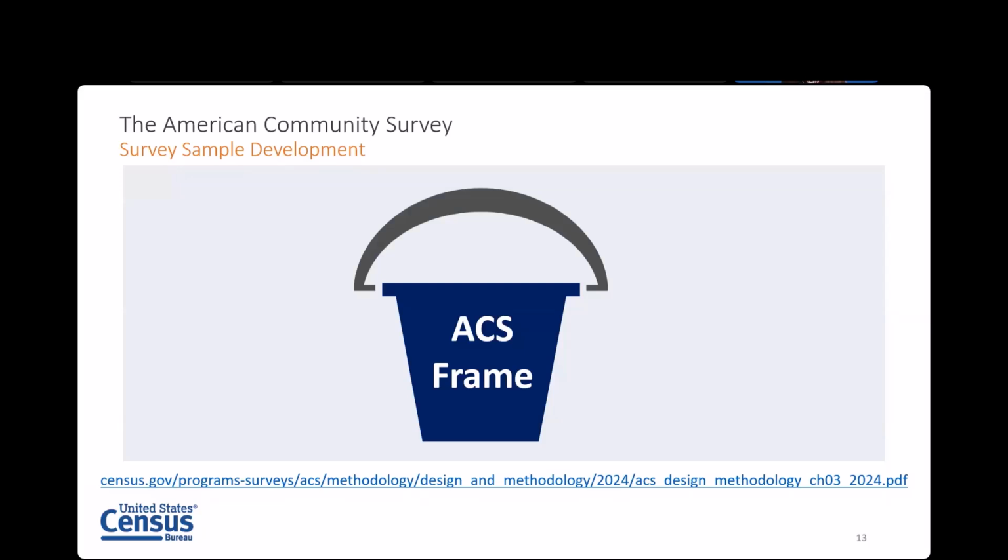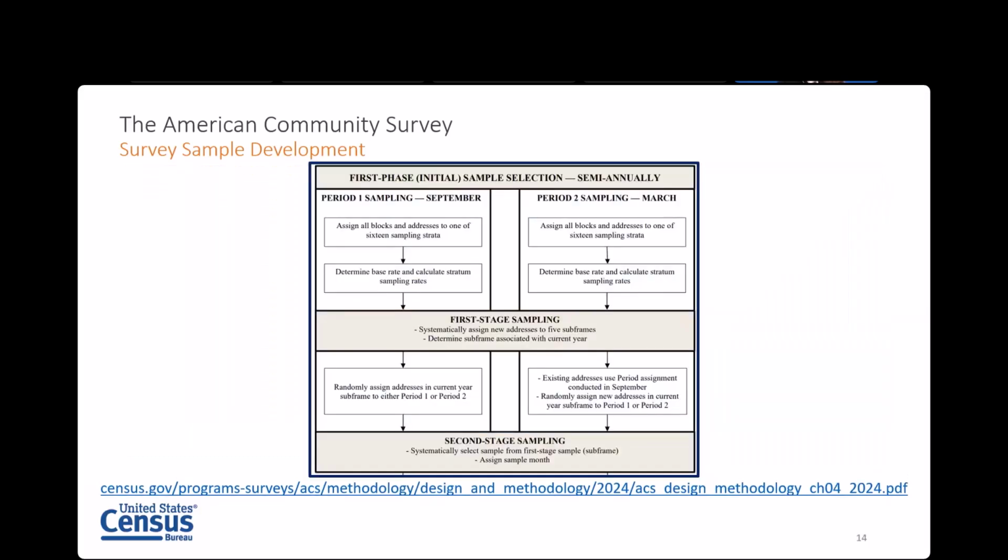Housing units are sampled from 3,144 counties and county equivalents in the United States and 78 municipios in Puerto Rico. Group quarters are also sampled from the frame, but again, today we are only going to focus on housing units. For more information on this frame development, you will want to see Chapter 3 of the Design and Methodology report. So the ACS extract is essentially a cleaned up bucket of eligible addresses that can be sampled for the ACS.